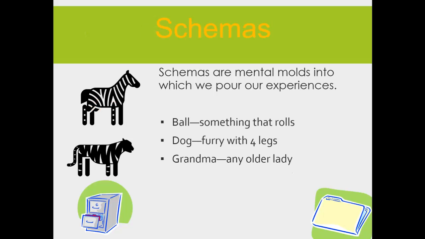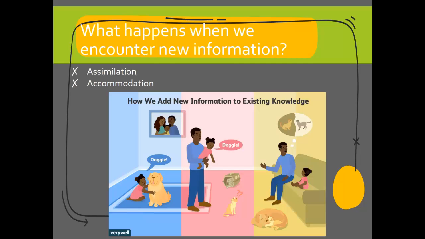So back to the little girl example. Her first schema is for a doggy. She knows a dog is furry and has 4 legs. That's her schema for dog. So when she comes across a cat, well, the cat is furry and has 4 legs. So she assimilates the cat into her schema for dog, and then now she's calling the cat doggy.